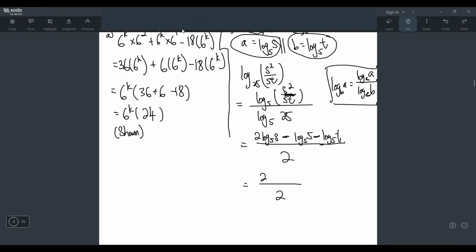I remember I have it already. It's this one. Log s base 5 is a. So 2a minus log 5 is 1. Okay, when the log number and log base are the same, you can cancel it to 1. And then minus log t base 5, that's b. And that's the answer. Okay, so that's it. Hope you understand. Let's continue.